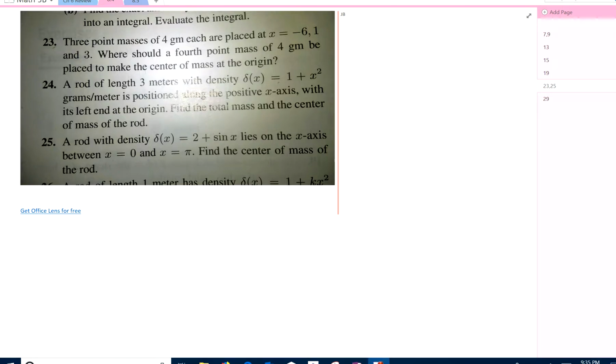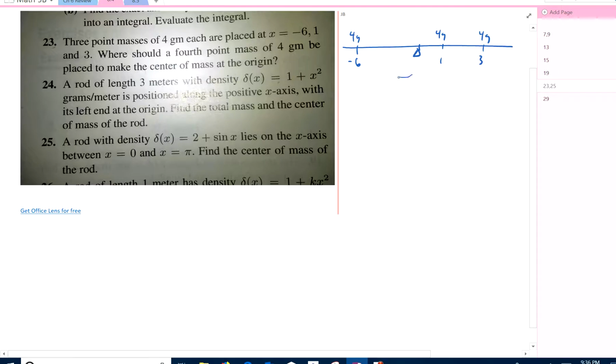Okay, 23. We've got 3 point masses on the number line. One's at -6, one's at 1, and one's at 3. And they are all 4 grams each. And we want to find where the fourth point should be so that the center of mass is at the origin. So I want the balance point to be here at the origin.